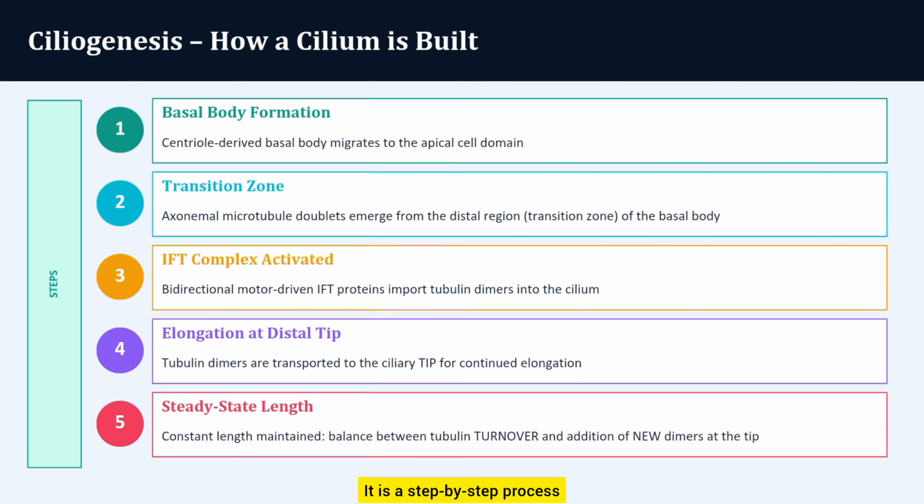It is a step-by-step process. Step 1: Basal body formation. The centriole-derived basal body migrates to the apical domain of the cell, meaning toward the top, where the cilium will form. Step 2: Transition zone.